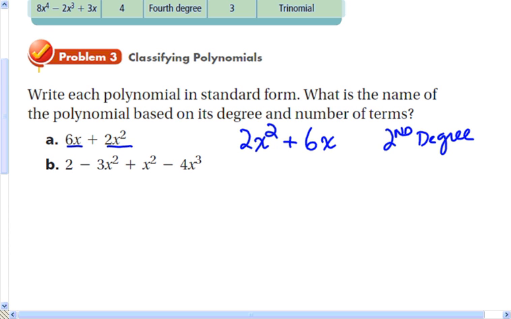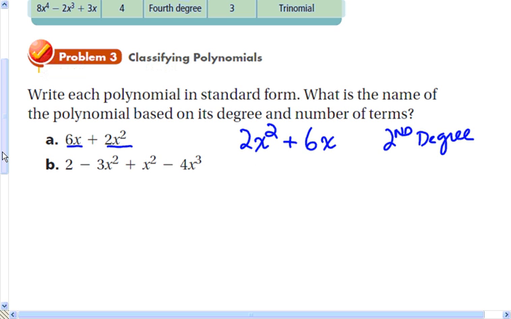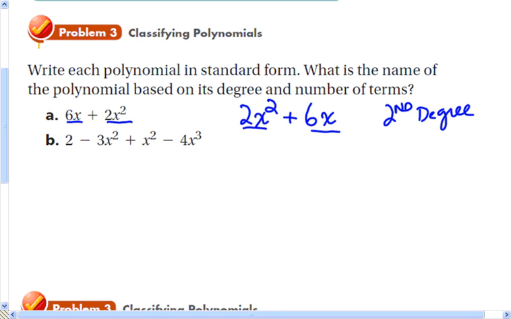And a second degree polynomial, if you go back and look at the chart, we call that a quadratic polynomial. And you'll also notice there's 2 terms. Because there's 2 terms, we can name it according to the number of terms, and that's right here. That's a binomial. So we can say that this is a quadratic because of the second degree, and a binomial because there's 2 terms when it's simplified. So we can call it a quadratic binomial.